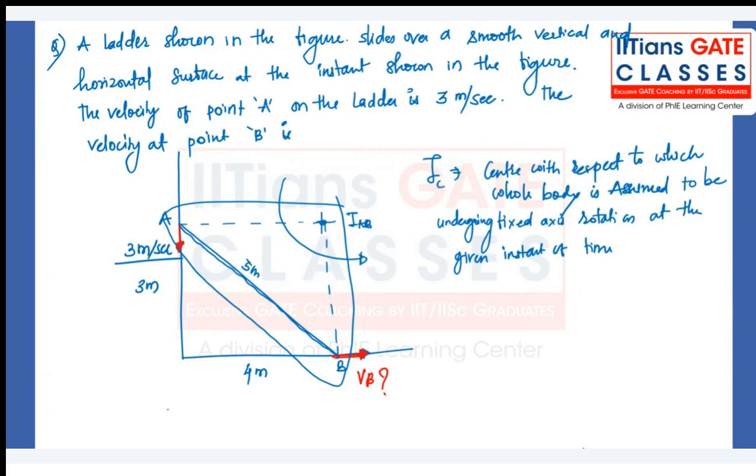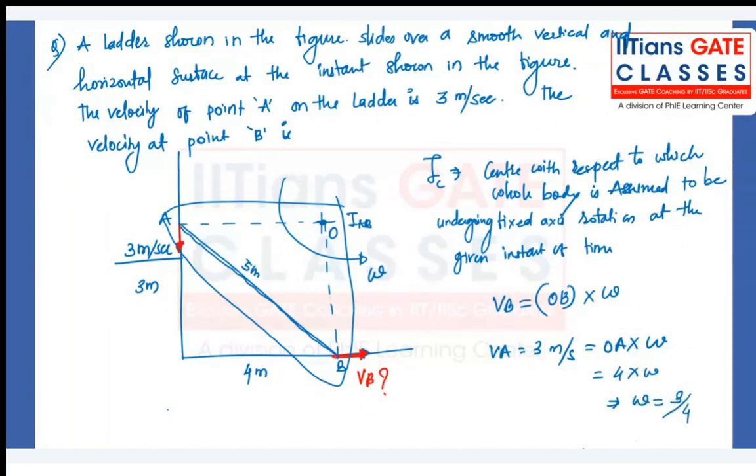So let's say it is rotating at omega. You can assume this entire thing as one link rotating at angular velocity omega. So what is the velocity of point B? You know, velocity of point B is given by r omega, right? So that is the distance OB into omega, and that will be the velocity of point B. What is the velocity of point A? That is 3 meters per second, and that is equal to OA into omega. OA value is 4, so the omega value which you will get is 3 by 4.